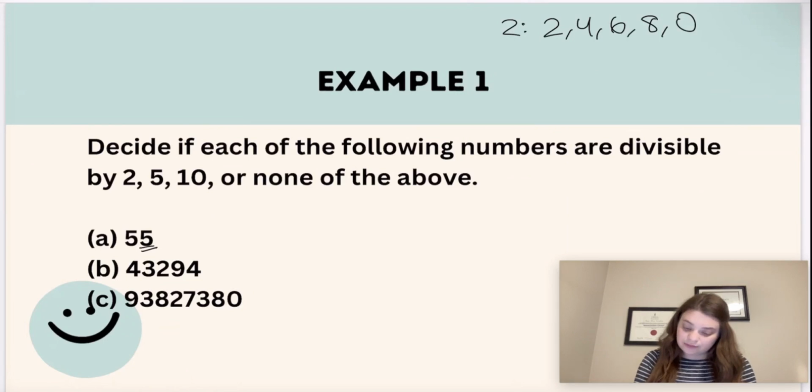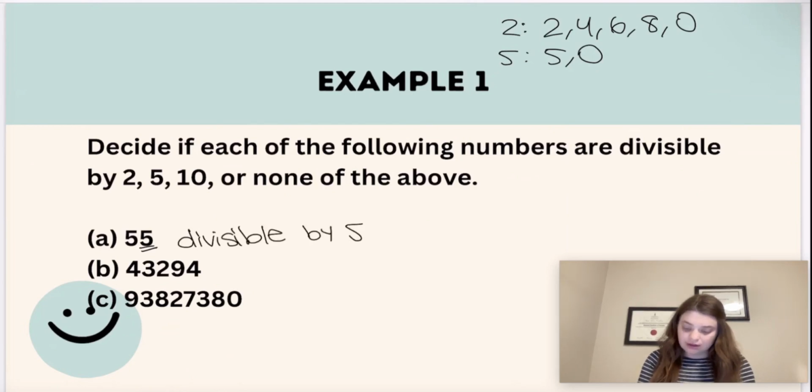Now, what about by 5? If it is divisible by 5, it must end in either 5 or 0, and it does. It ends in 5, so therefore this number is divisible by 5. Now, what about for 10? To be divisible by 10, it must end in a 0, and it does not, so it's not divisible by 10. So this first number is only divisible by 5 and nothing else.